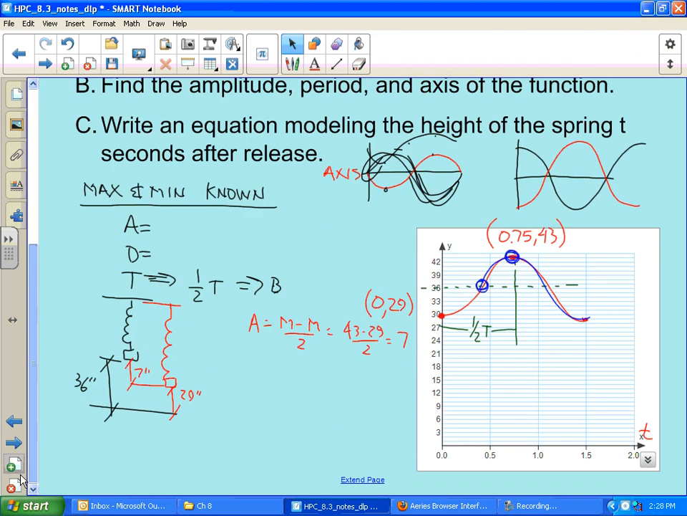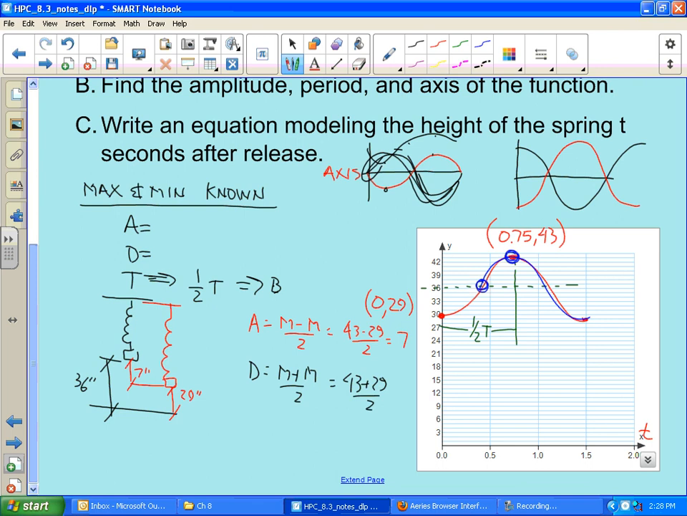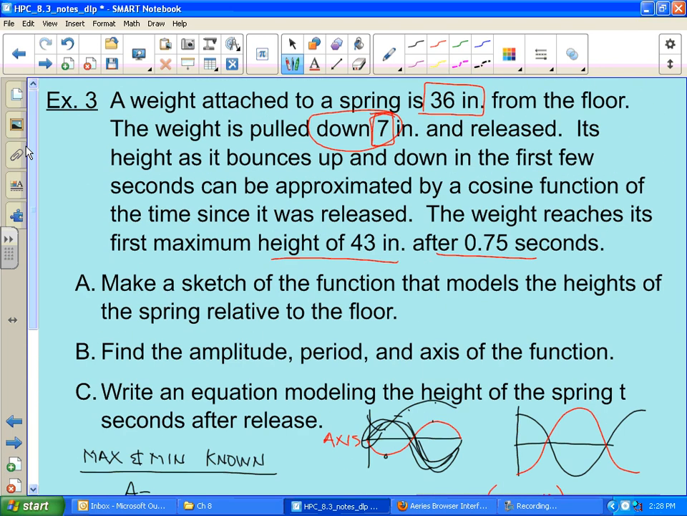D. Go find D. Max plus min divided by 2. 43 plus 29 divided by 2 gives me 36. If I'm paying attention, there's D, because that's where the spring starts before I do anything to it.